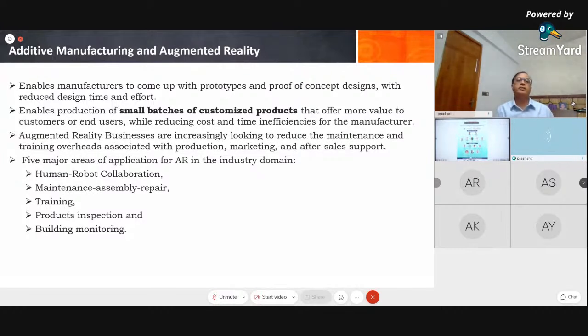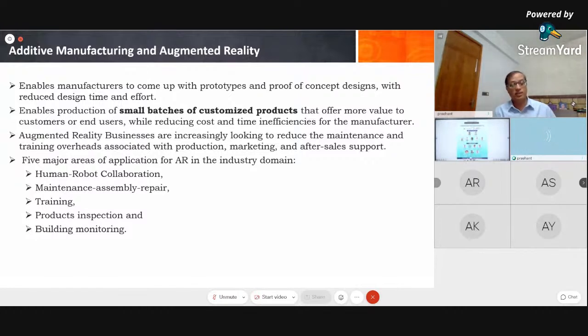But that's the final goal. For now, additive manufacturing and augmented reality help implement Industry 4.0 concepts. And these are the major areas of application of augmented reality: human-robot collaboration, assembly, repair, maintenance, and training of people.